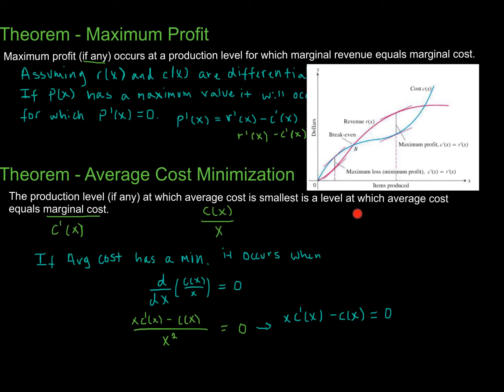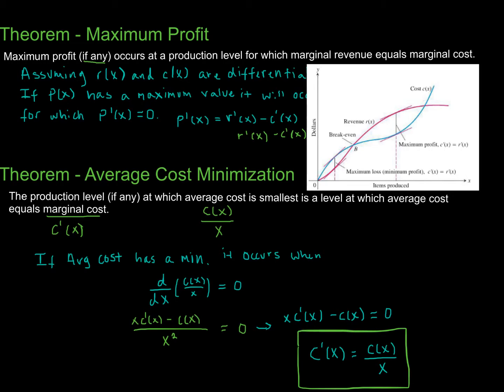Remember, we were trying to conclude that this will occur at a level where the average cost equals the marginal cost. Now marginal cost is this here, so we'd like to isolate this. If I add my cost function to both sides and then divide by x on both sides, I'll have exactly that. And so what I've done is I've shown that if the average cost has a minimum value, that minimum value will occur when marginal cost is equal to average cost.